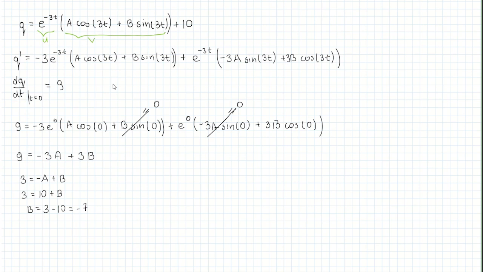Now I can put my constants into my equation to find the final solution. Q is equal to e to the power minus 3t, a is minus 10 cosine 3t plus b is minus 7 sine 3t, and plus 10.